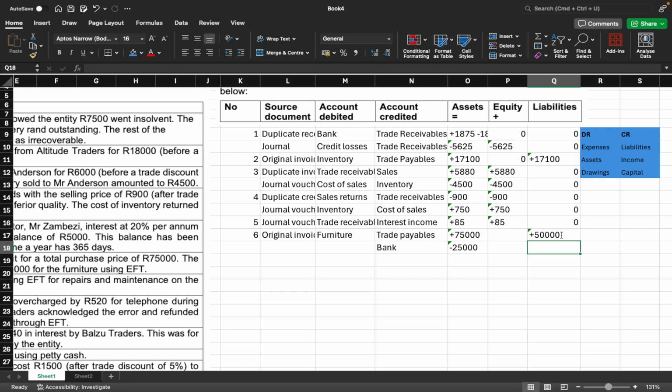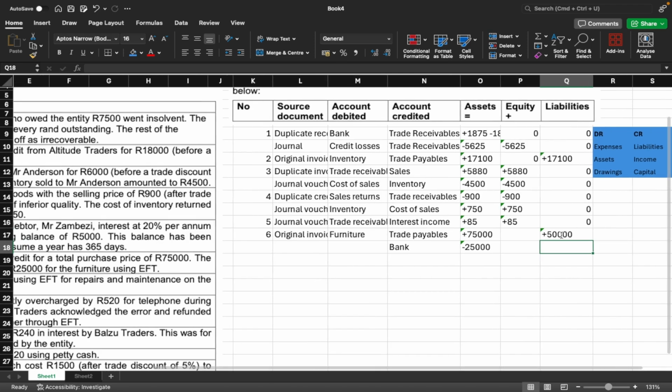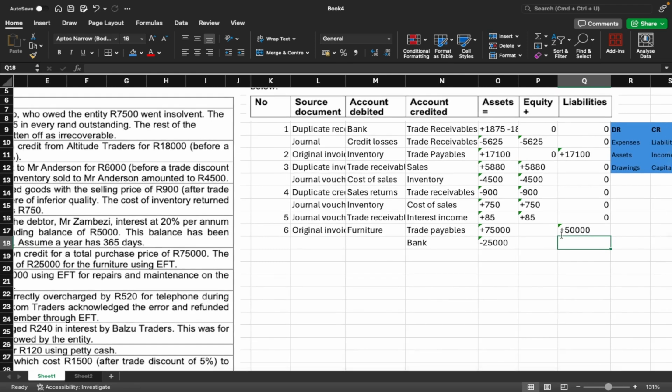Sometimes that question comes up, why are we putting a liability as a plus when it's a bad thing for the business, if you will? We are owing other people money, but whenever our liabilities go up, we put it as a plus. Okay, so you just have to take note of that, and that is how we go about doing that specific journal entry. Let's move on to the next one, number 7.